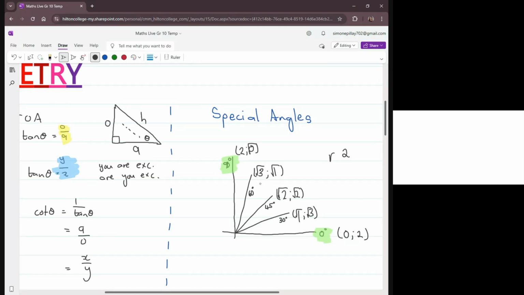Okay, so this will now give you, for every type of special angle you're going to do, let's have a look at a 30-degree line. For my 30-degree angle, my x value is always going to be root 1. My y value is always going to be root 3. And my r value is always going to be 2. Our r value is always going to be 2.